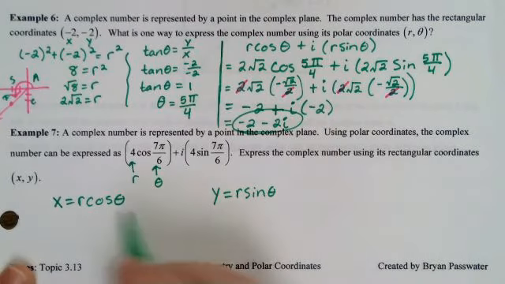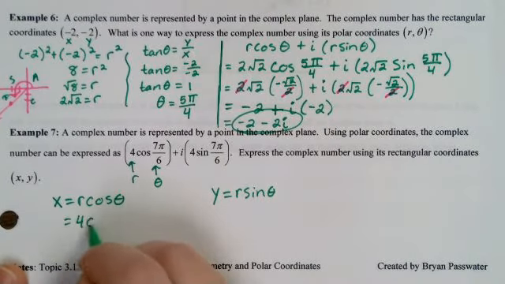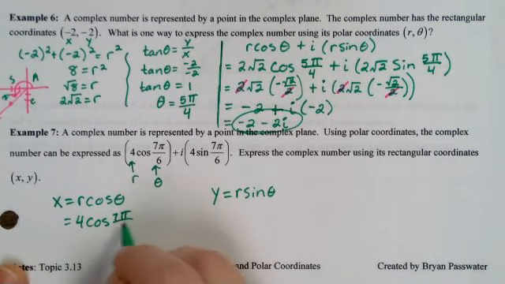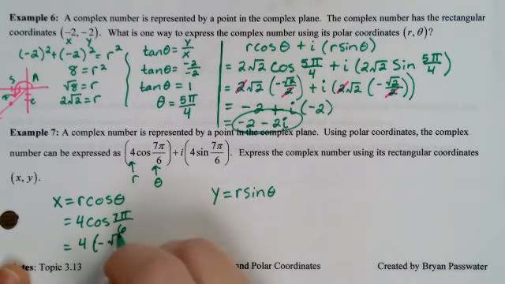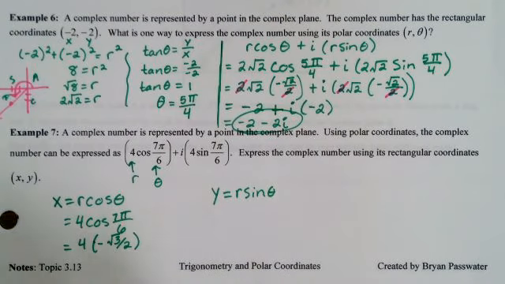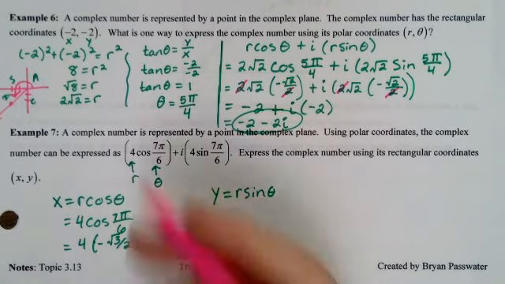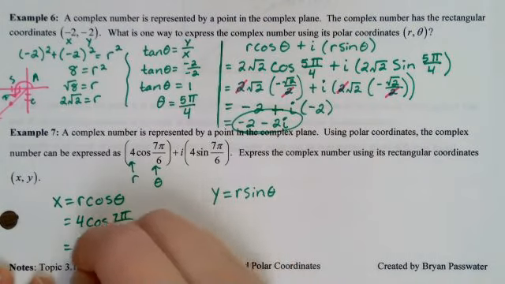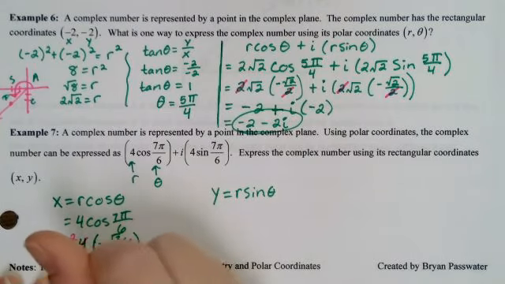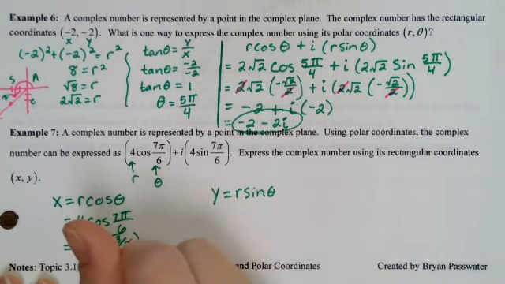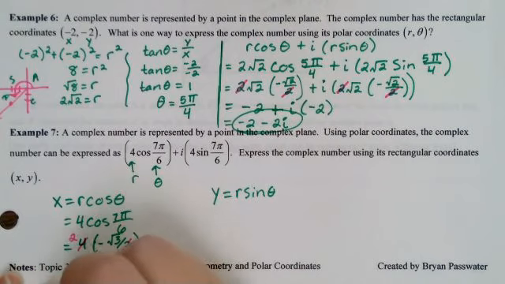Plug these numbers in. So this would be 4 cosine 7 pi over 6. 4 times the cosine of 7 pi over 6, that is times negative square root 3 over 2. Again, you get that from the unit circle. I go ahead and cross cancel with this 2. 2 goes into 4 twice. And so that makes negative 2 square root of 3 for the x value.